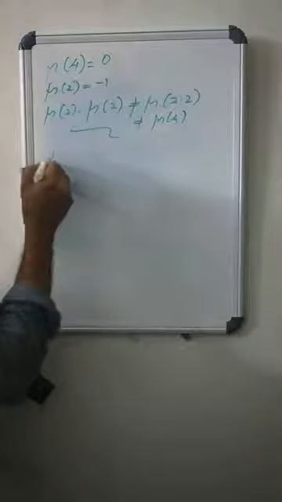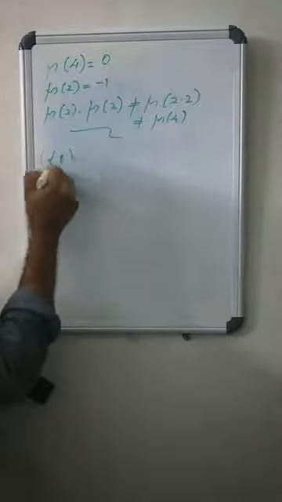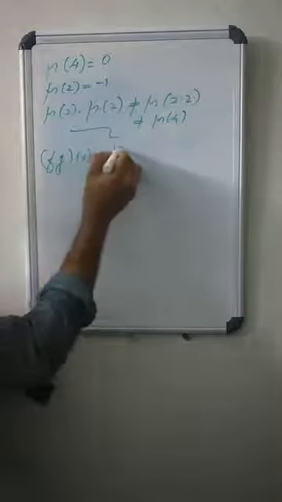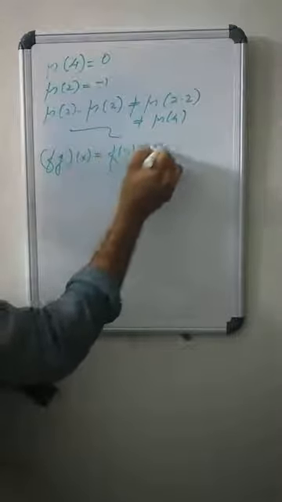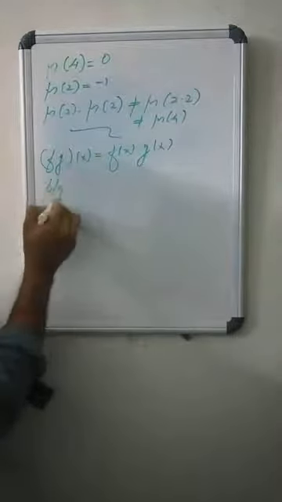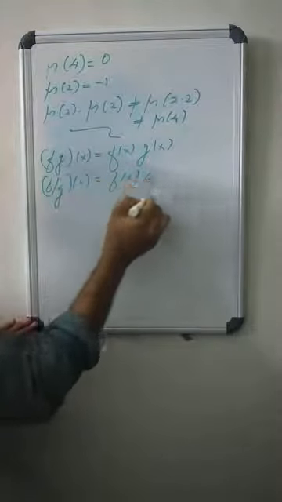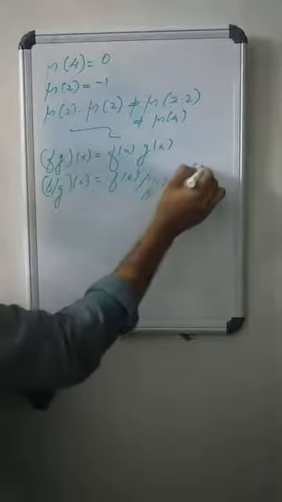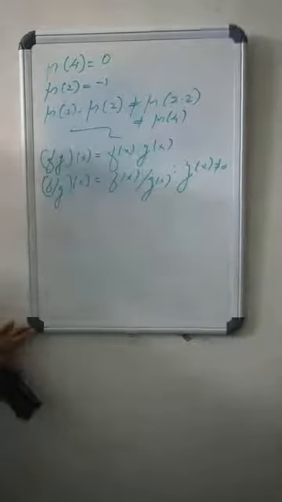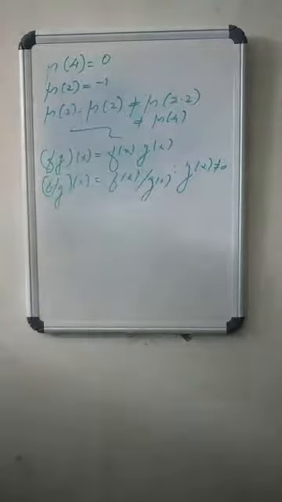Now we define the ordinary operations on functions. The product of two functions is defined as fg of x equals f of x into g of x, and their quotient function f by g of x equals f of x by g of x, provided g of x differs from 0. Under this definition, we can conclude that if f and g are multiplicative, both fg and f by g are multiplicative. That's again immediate.